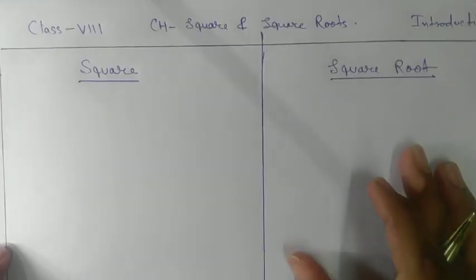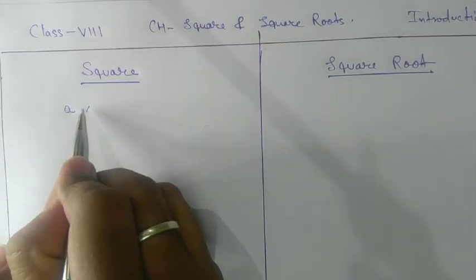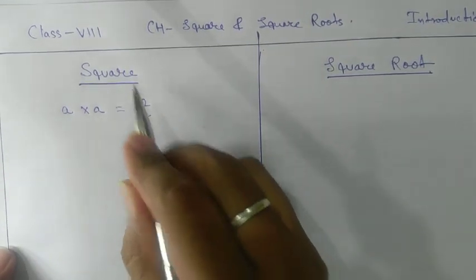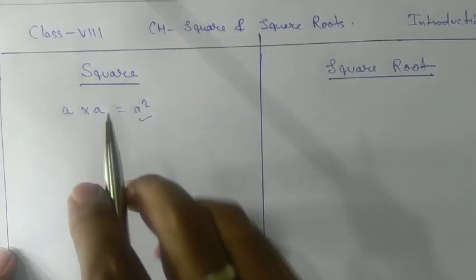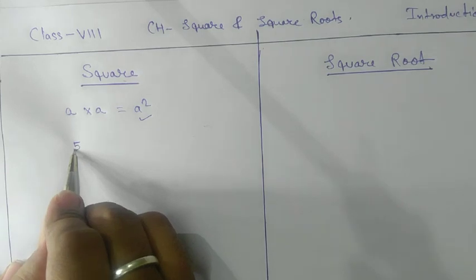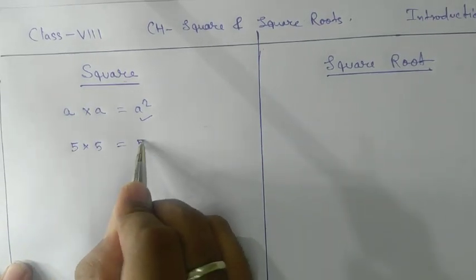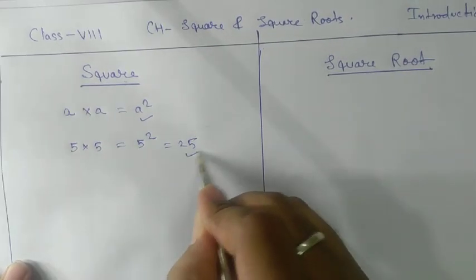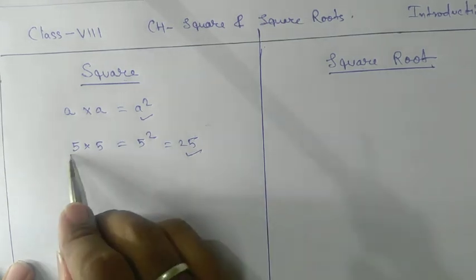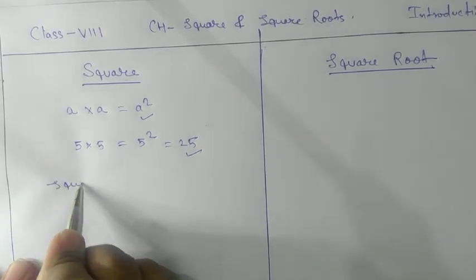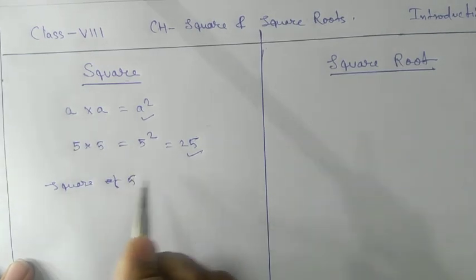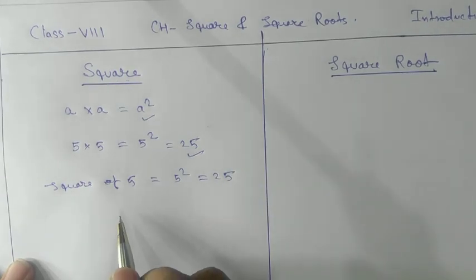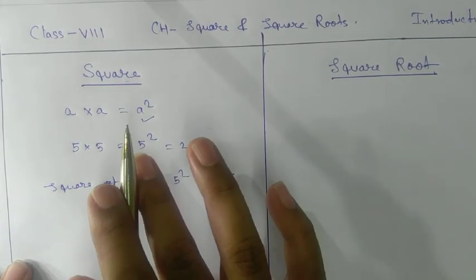Okay, so already we have seen if we take a number and multiply it by itself, you will get a square, and this is a square. If we take 5 into 5, we write it as 5 square. So whatever value we are getting, this is the square of 5. If we want to write that, square of 5 equals 5 square, which equals 25. Okay, so that is the meaning of square.